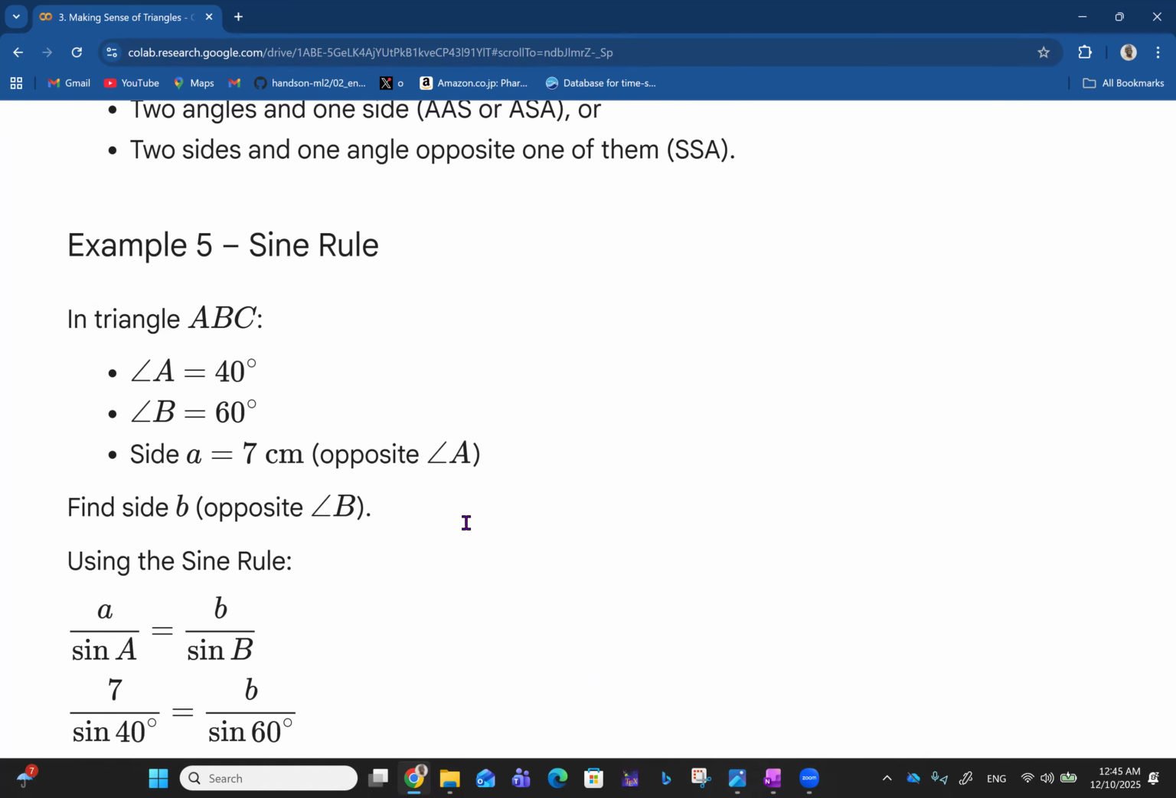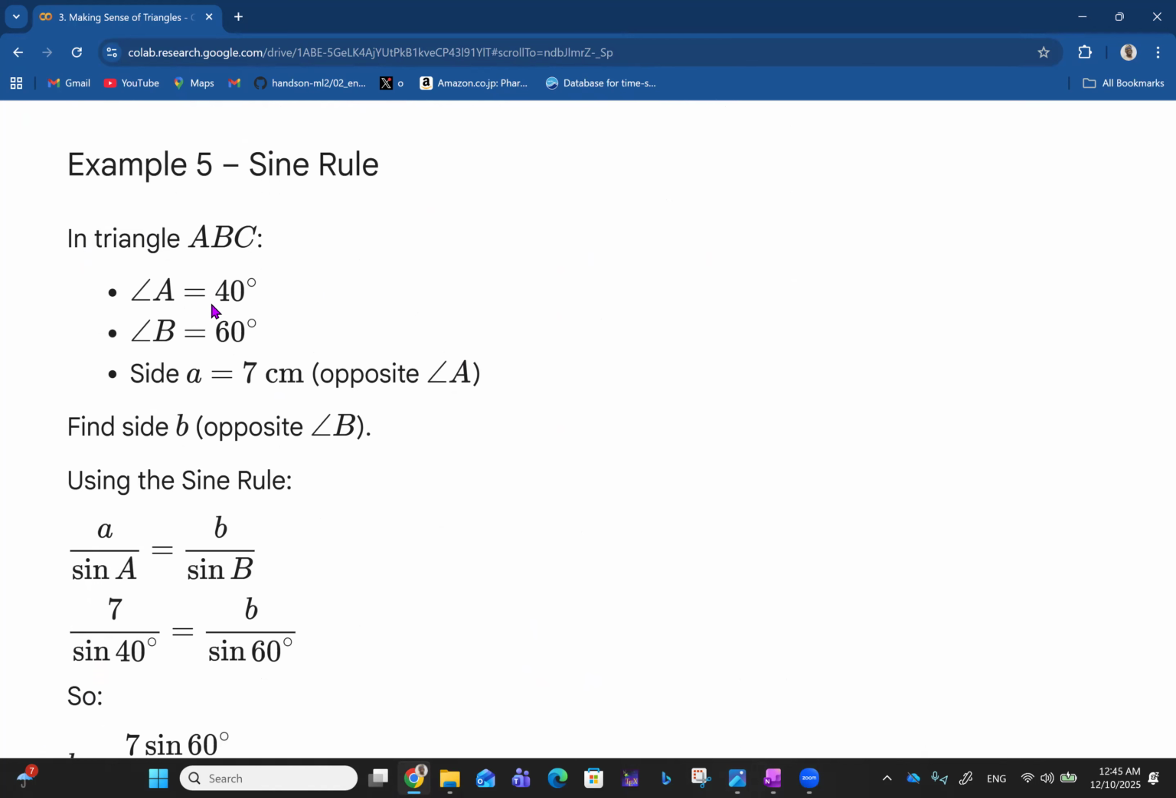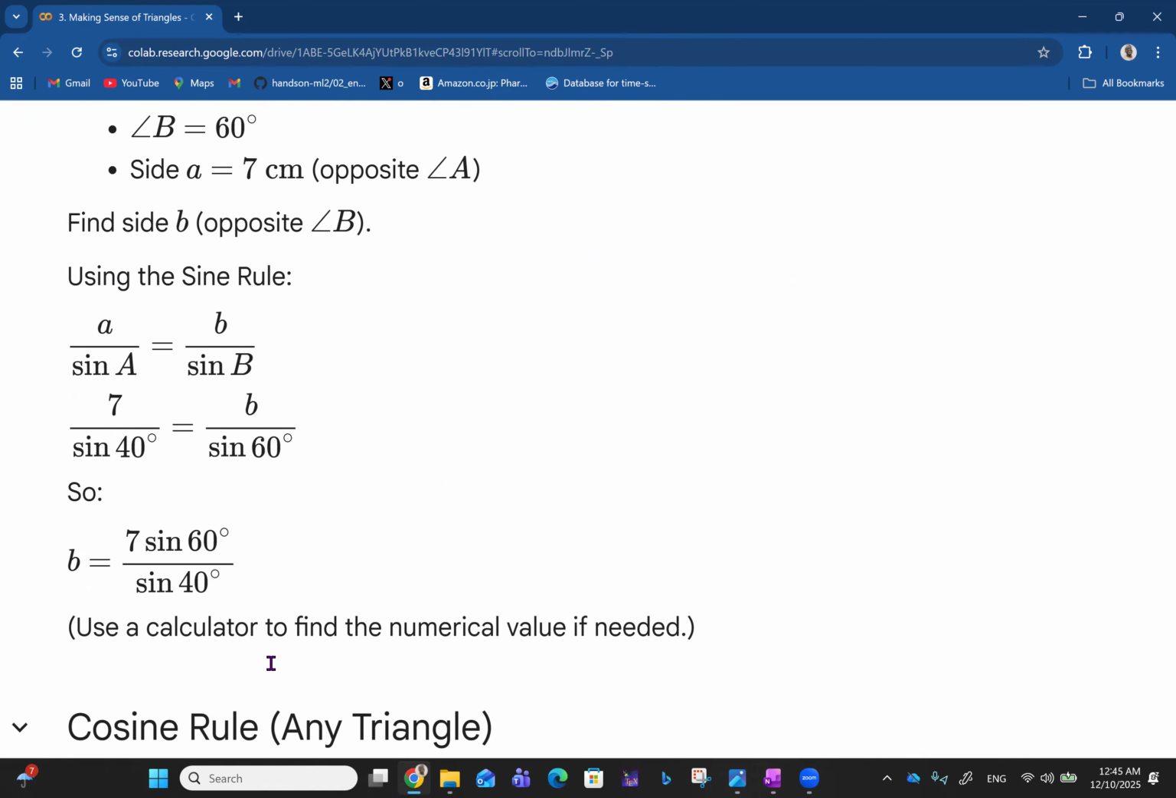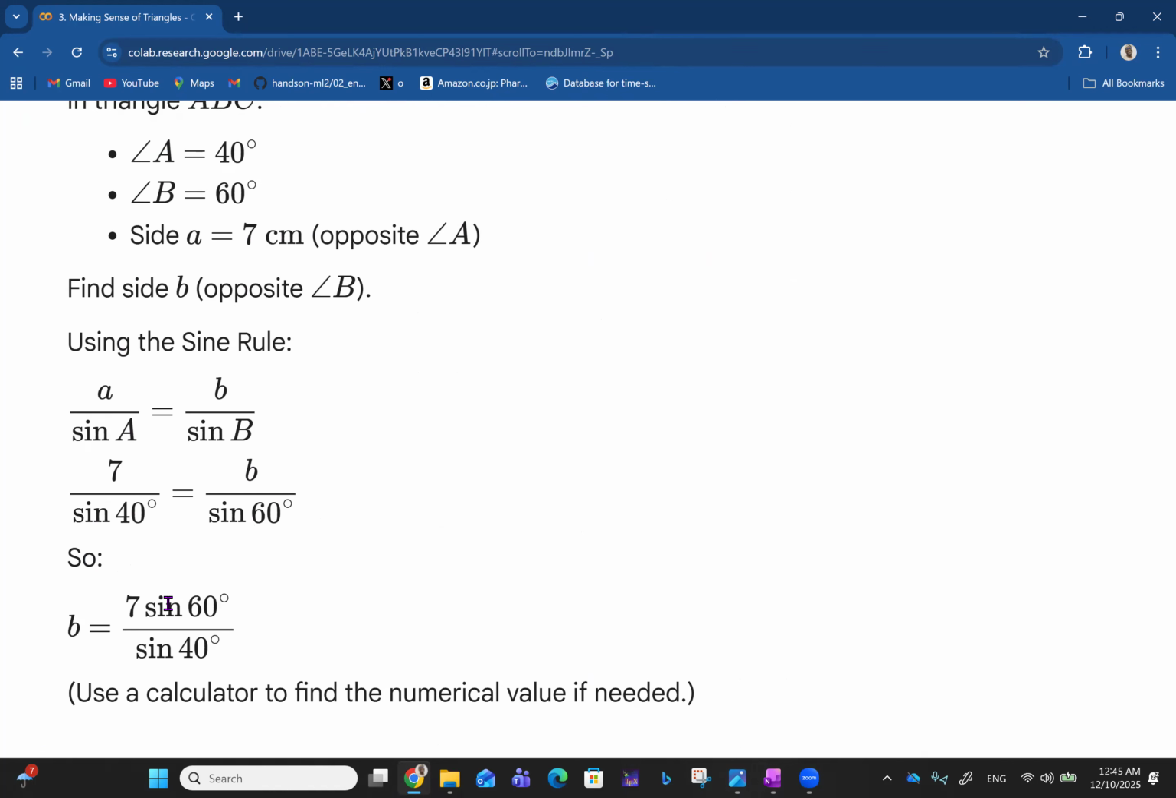A very good example is this. In triangle ABC, angle A is 40 degrees, angle B is 60 degrees. So you already know two angles, and you can automatically know the third. Side a is 7 cm, and side a is opposite angle A, like we already know. So find side b opposite angle B using the sine rule. You have a over sine A equals b over sine B, that means 7 over sine 40 degrees equals b over sine 60. So b is 7 times sine 60 degrees all over sine 40 degrees. You can use the calculator to find the numerical value if needed.